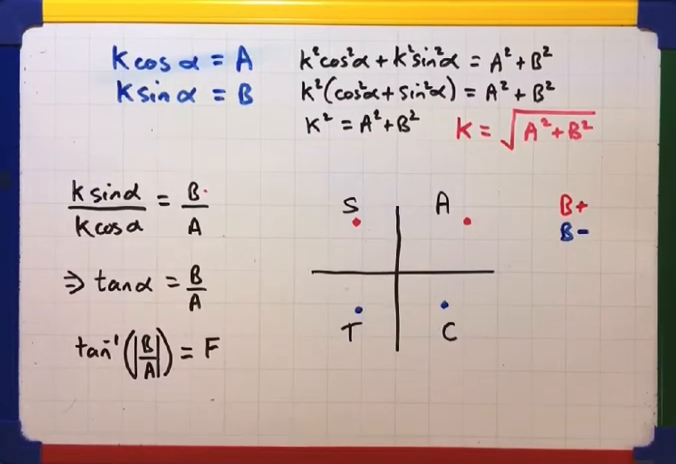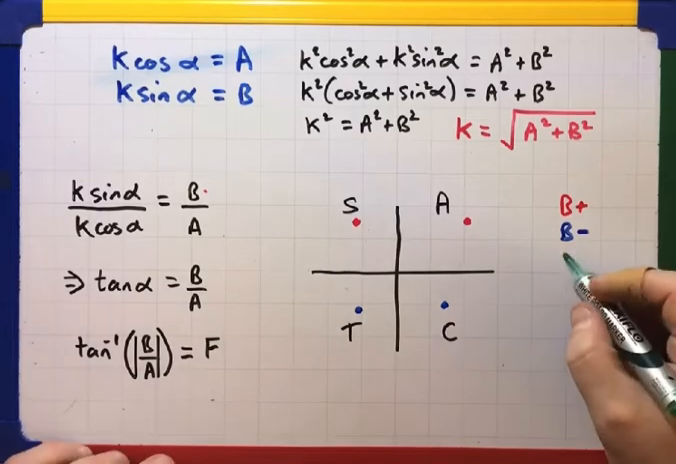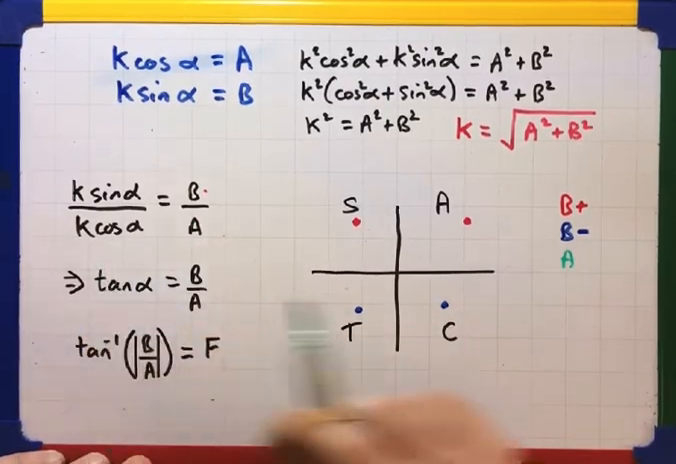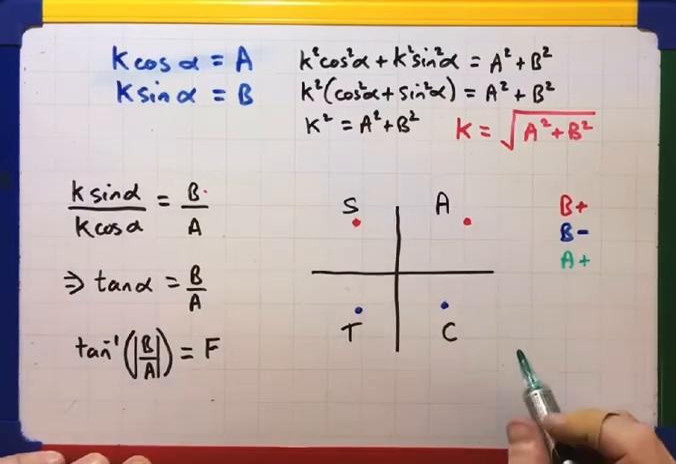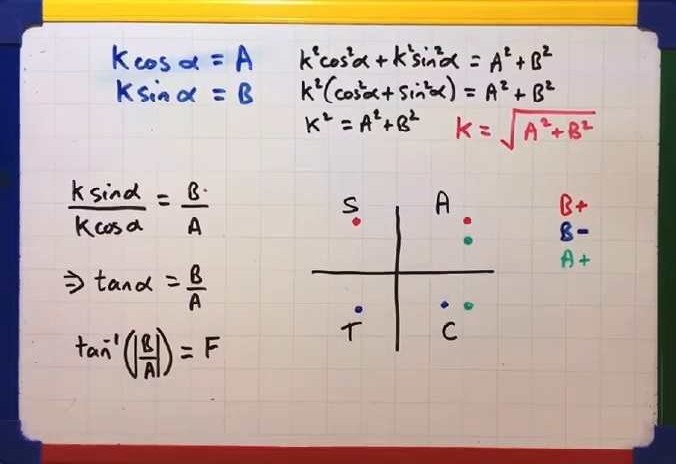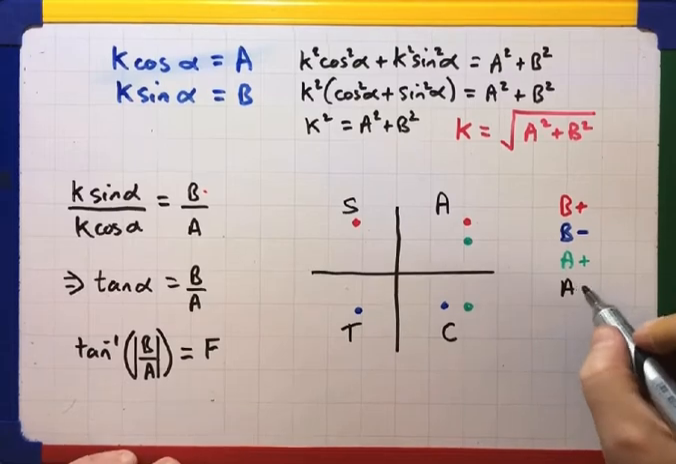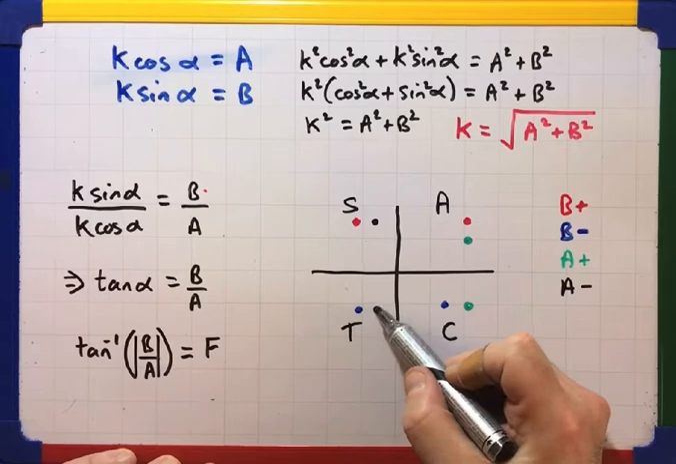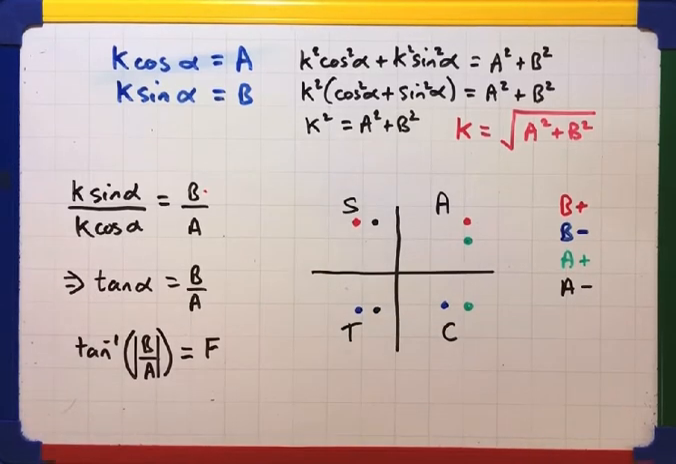Because it's sine negative. If we looked at it the other way round, what about if A, which remember A is the cosine, is positive? The cosine would have to be positive, which would be there or there. But if A happened to be negative, that means the cosine is negative, it would have to be second or third quadrant. So we can actually work out which quadrant we want.